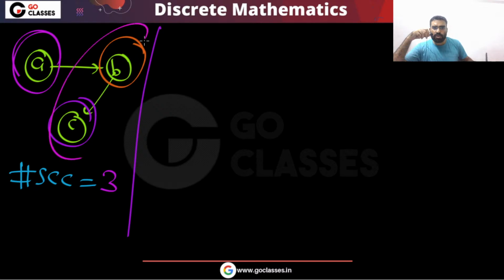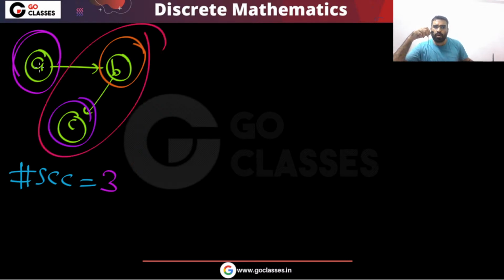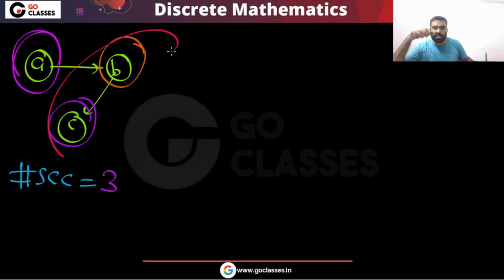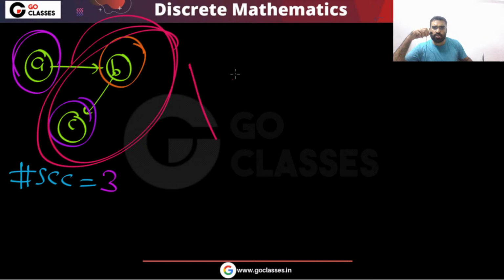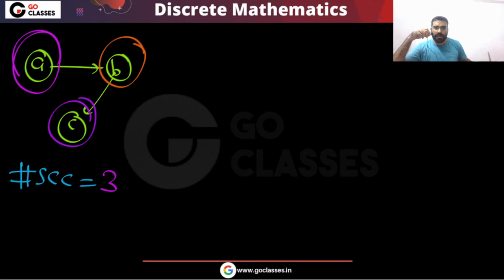Remember, this is not a strongly connected component, because we can go from B to C, there is a path from B to C, but there is no path from C to B. So this is not a strongly connected component. In this graph you have three strongly connected components.